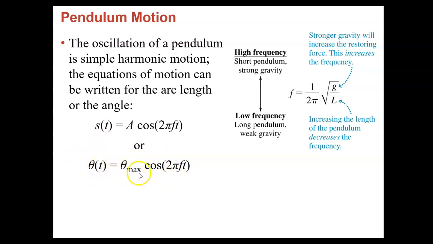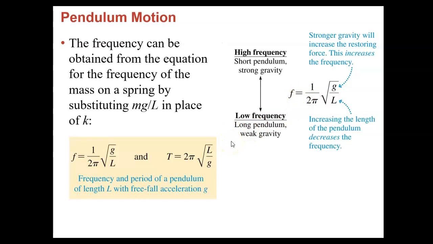So the angle is the angle max times the cosine of 2 pi f t. And we get frequency: the frequency is 1 over 2 pi times the square root of g over L. Or the period is 2 pi times the square root of L over g. Just reverse everything to get your period equation. I would make sure that you look at these and write them down because you're going to need those as well. And if you notice, the period equations from the pendulums and the springs are very similar.